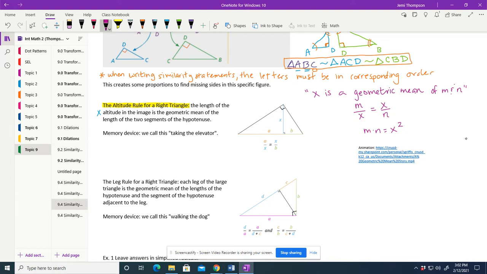Coming back to my rule, the length of the altitude x is the geometric mean between the two segments of the hypotenuse. So the segments are going to be A and B. So you'll see here how I have this set up. Part of the hypotenuse over x is equal to x over the other part of the hypotenuse.